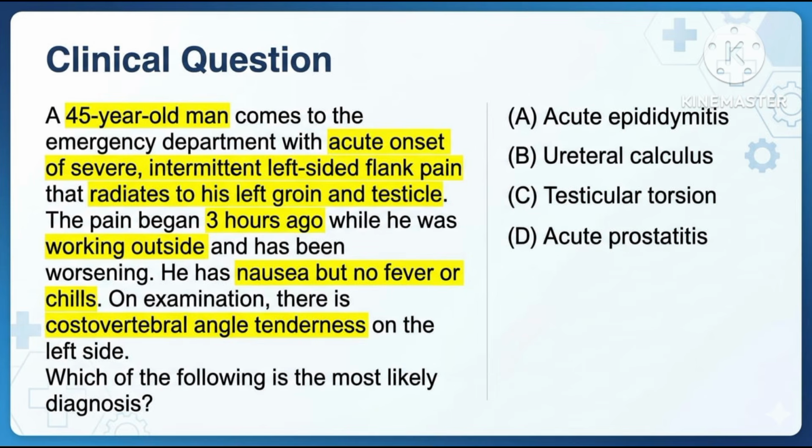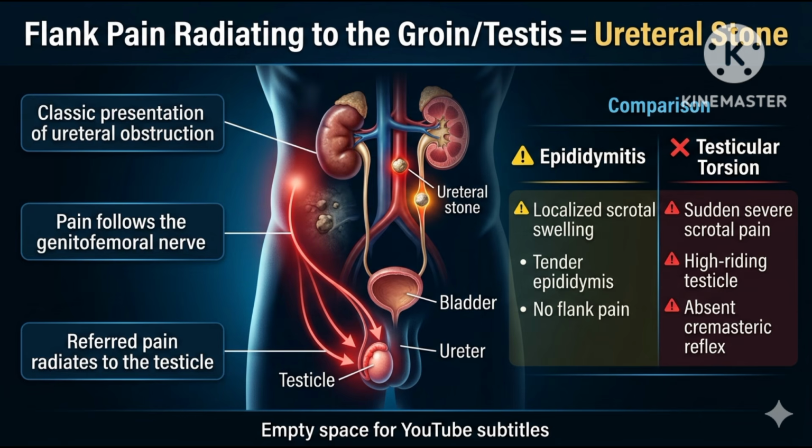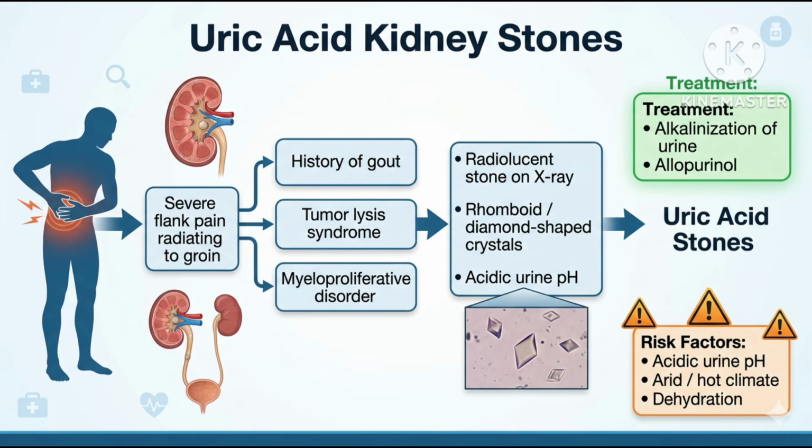This is classic presentation of ureteric stone, left-sided flank pain radiating to groin with costovertebral angle tenderness. In case of epididymitis, there will be localized scrotal swelling with tender epididymis with no flank pain. In case of testicular torsion, there will be sudden severe scrotal pain, high riding testicle with absent cremasteric reflex.